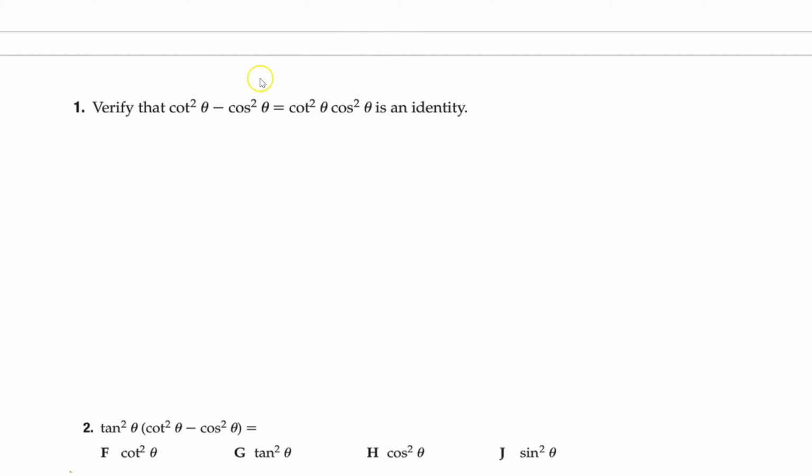Let's try another one. So again, I have to work on one side or the other. Sometimes I work on both sides. I think this one might be one of those. So on this side I have cotan squared times cosine squared. Let's work on both sides. I think a lot of times that's easier. So let's work on the right side real quick.